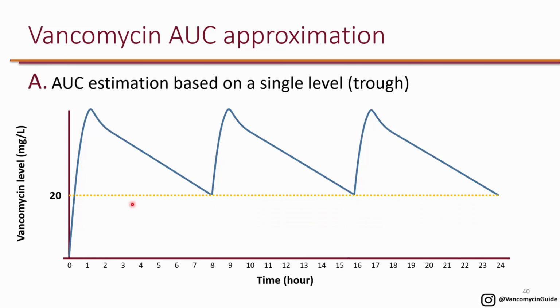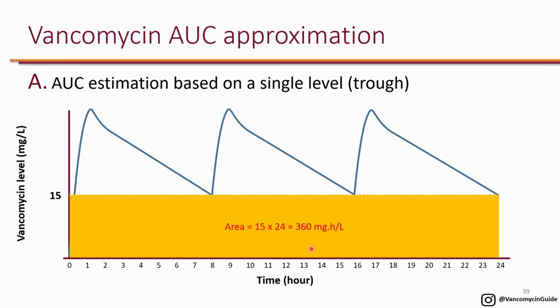Now the thing is, if you do between 15 and 20, 15 would give you 360 and 20 would give you 480. So for serious infections, they said if you target the trough of 15 to 20, you're basically guaranteed to have an AUC of 400, and that's where those recommendations are coming from, which in the case of 15 to 20 could actually be overdosing.